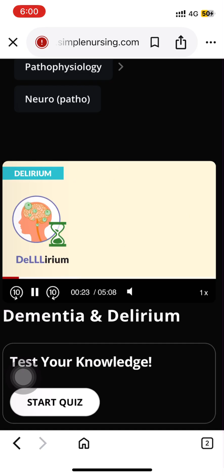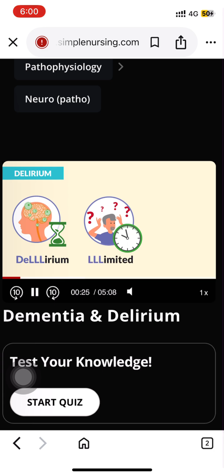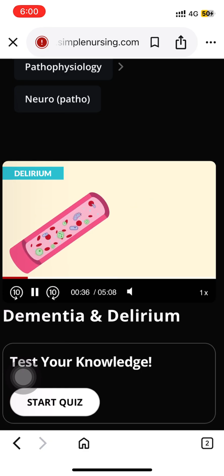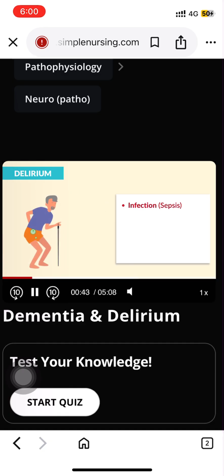Now for delirium, just think the L's for limited. It's short-term confusion that is easily reversible. And it's limited to the causes here. So once you correct the cause, you correct the delirium. Now the top two common causes are infection and hypoxia. So with infection, think sepsis. Very common in our elderly clients with UTIs.